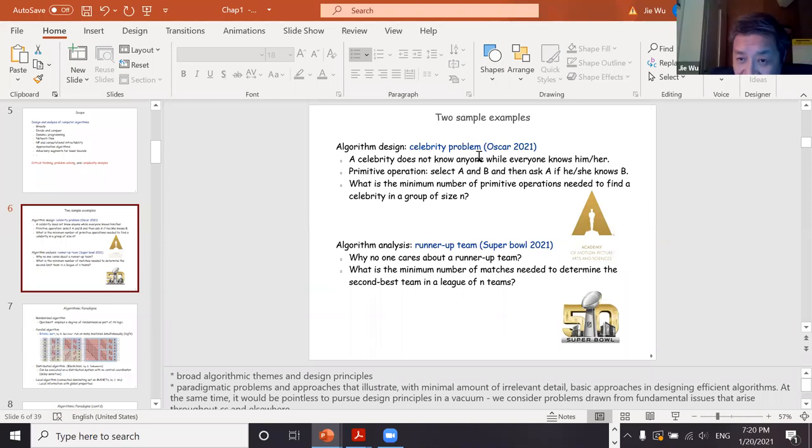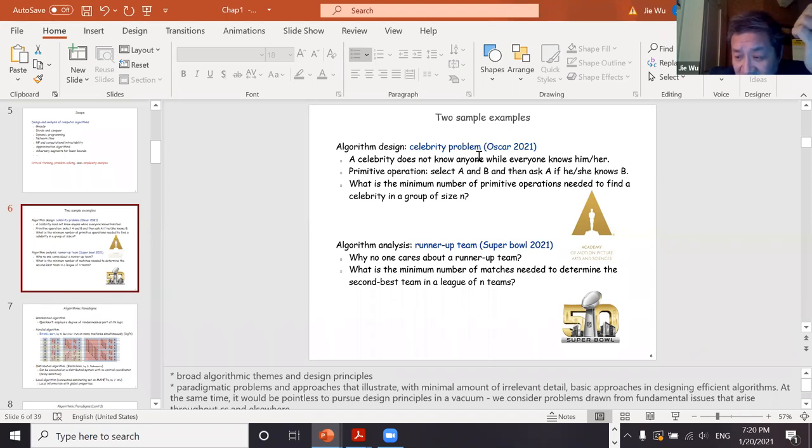How do you still find that there is one? Yeah, you can still find it because the first round you randomly pick two people. So ask A, does A know B? If A knows B, that means A cannot be the celebrity, right? So you can eliminate A. But if A doesn't know B, you have two choices. You either eliminate A or you eliminate B as a celebrity.